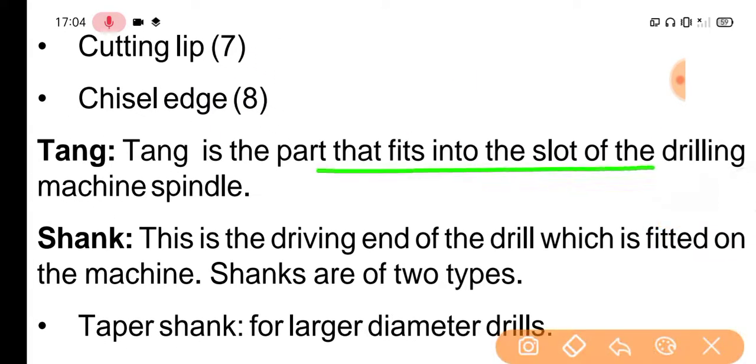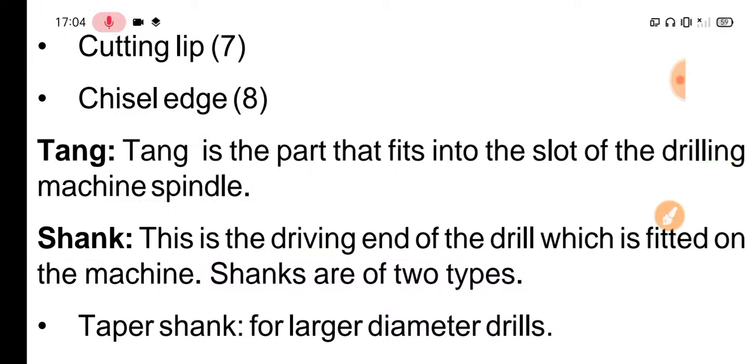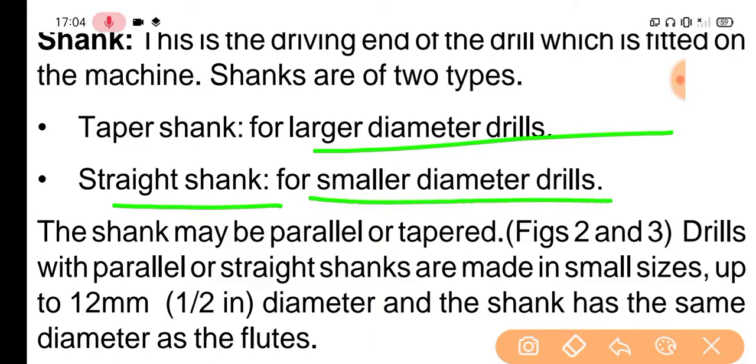Tang is the part that fits into the slot of the drilling machine spindle. Shank is the driving end of the drill which is fitted on the machine. Shanks are of two types: taper shank for large diameter drills, straight shank for small diameter drills. The shank may be parallel or tapered.